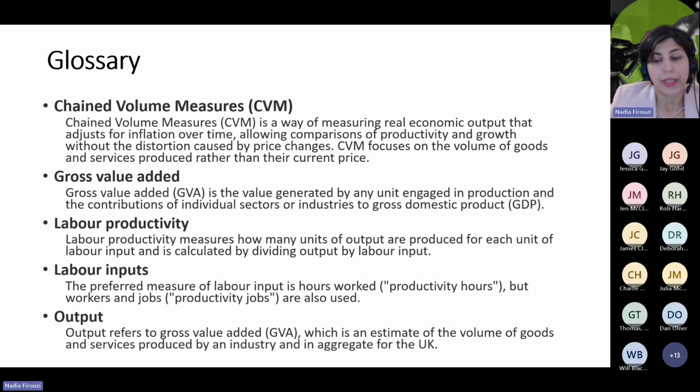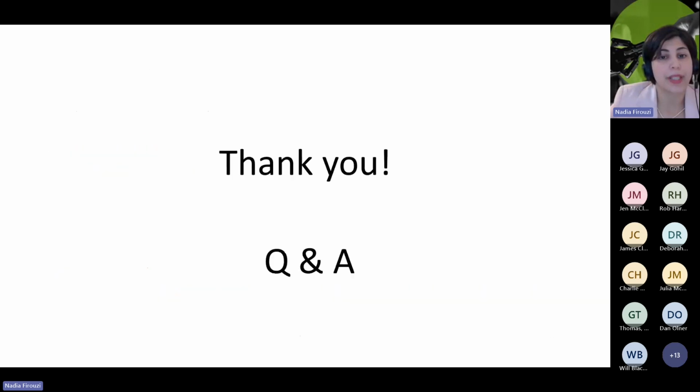We are coming to the end. Here are just some definitions, if you want to refer to them for your information and references.